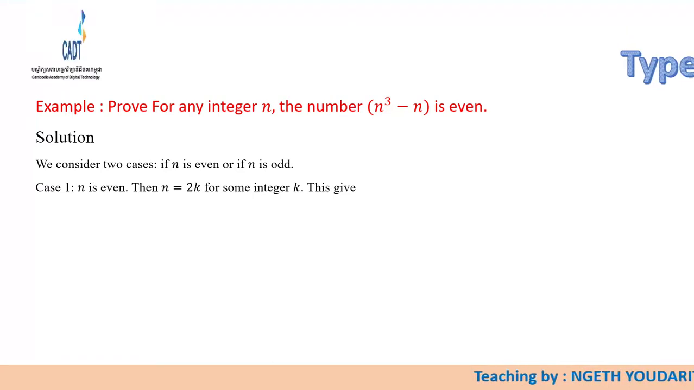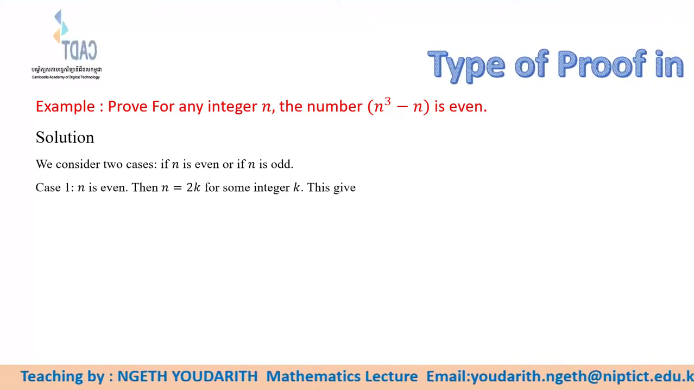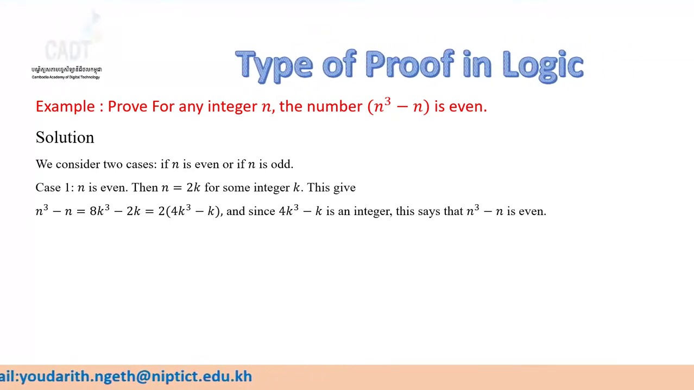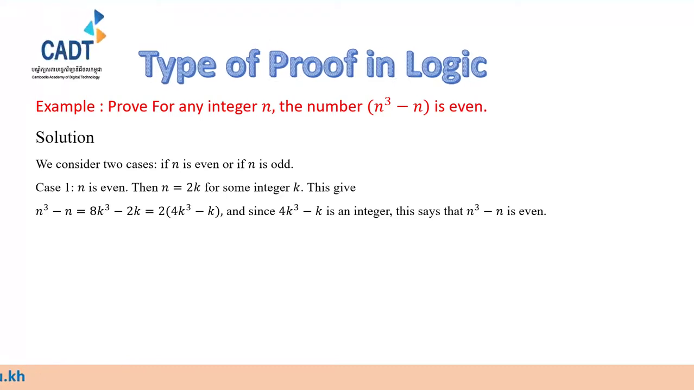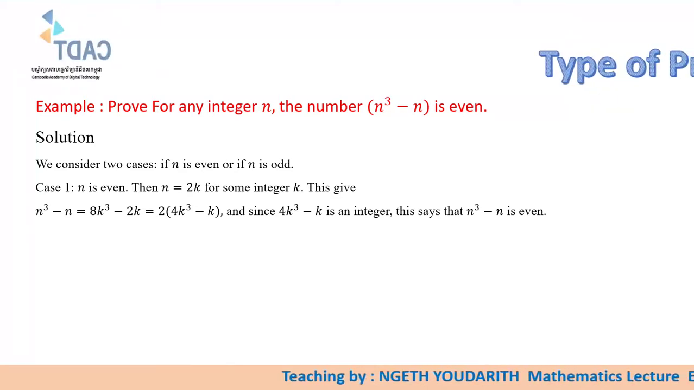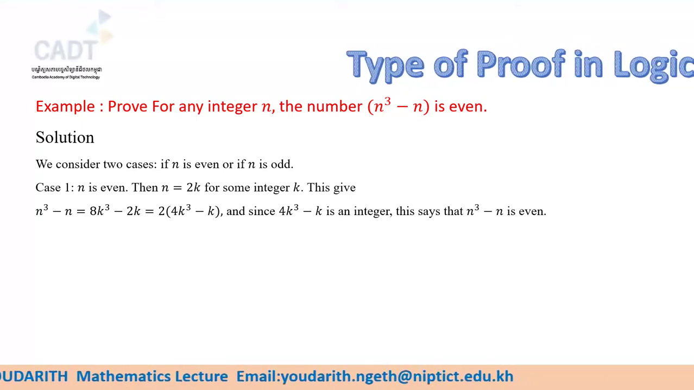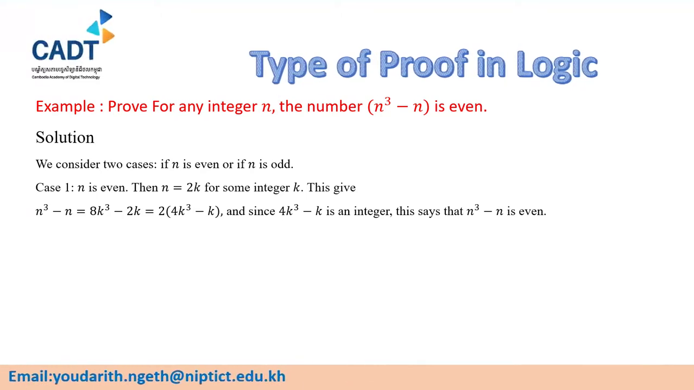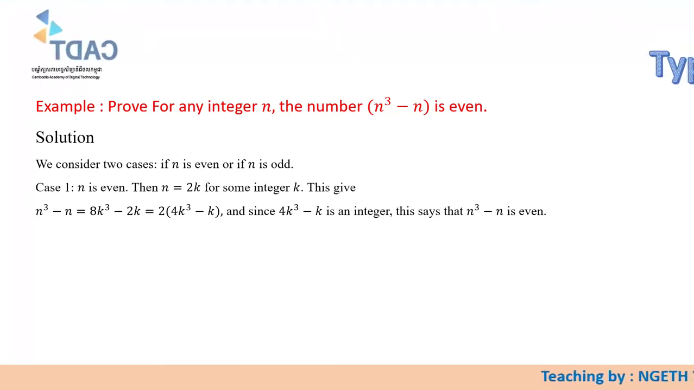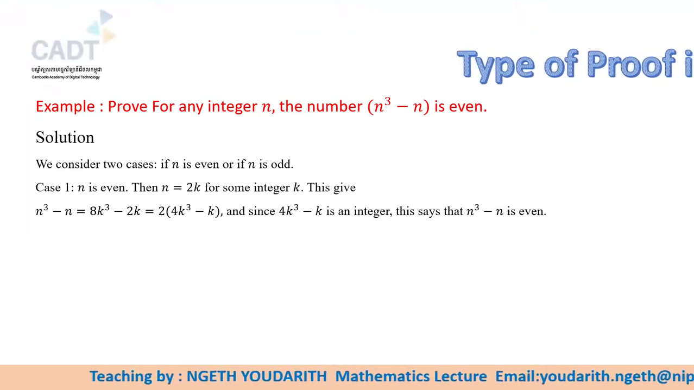Case 1: n is even, then n equals 2k for some integer k. This gives n cubed minus n equals 8k cubed minus 2k. Factoring out 2, I get 2 times 4k cubed minus k, and since 4k cubed minus k is an integer, it means that n cubed minus n is an even number.